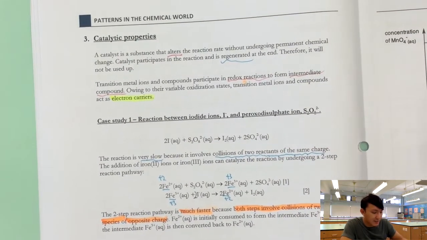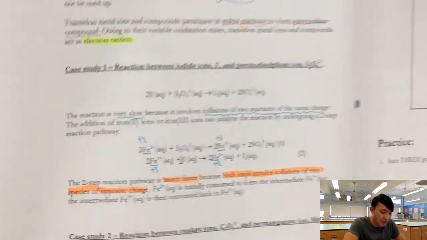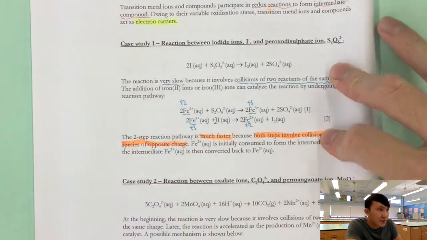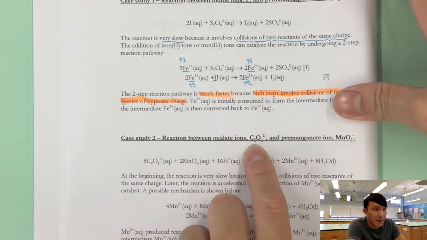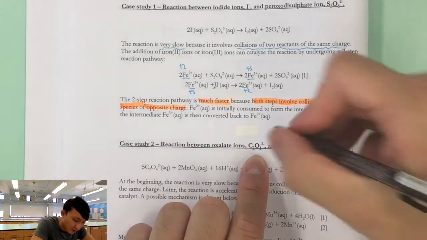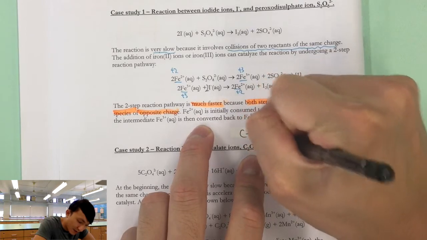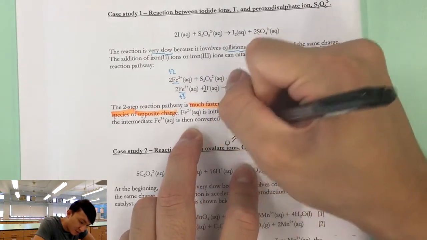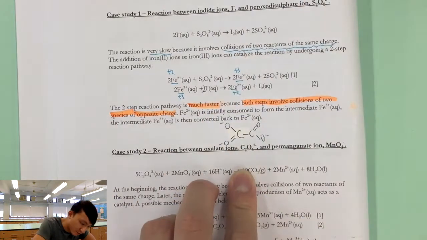Now, another case study, this one has been asked in DSC. It's a very interesting example. Here, there's a reaction between oxalate ion and permanganate ion. Oxalate ion is very similar to ethanoic ion. It's basically like 2 ethanoic ions together. There's no negative charge over here.